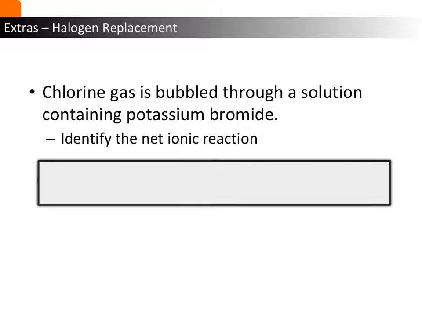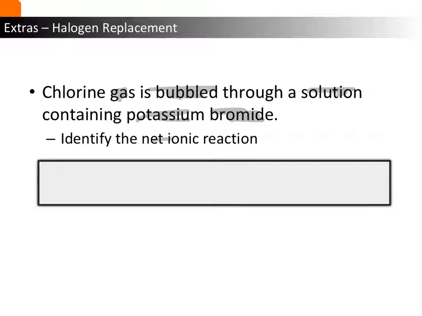So the wording here says that chlorine gas is bubbled through a solution containing potassium bromide. So the clues that I'm looking for here is that there's some gas being bubbled and that there's a solution of potassium bromide. Now, of course, I told you we're talking about halogen replacement here, but those are the clues that you look for if you're just walking up to a problem with no idea what the problem is actually trying to get to. You look for these clues in the words. Gas being bubbled through a solution.